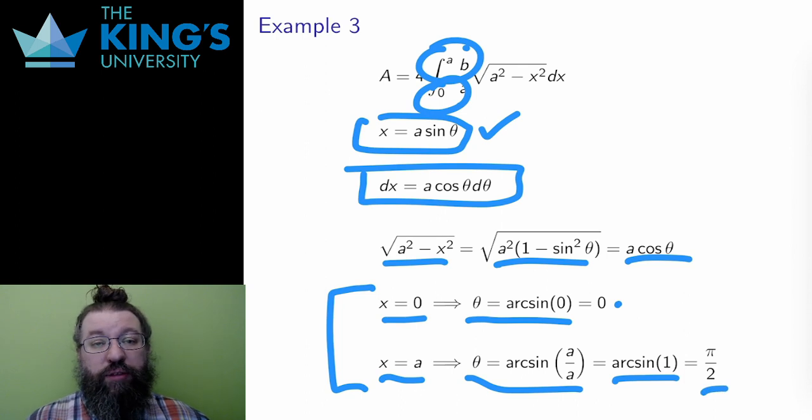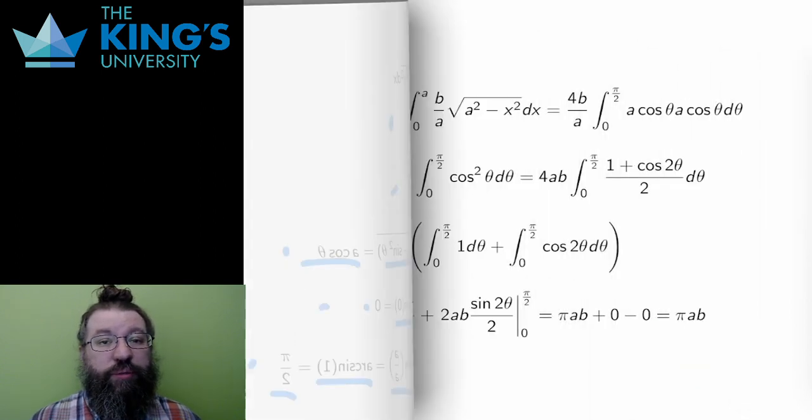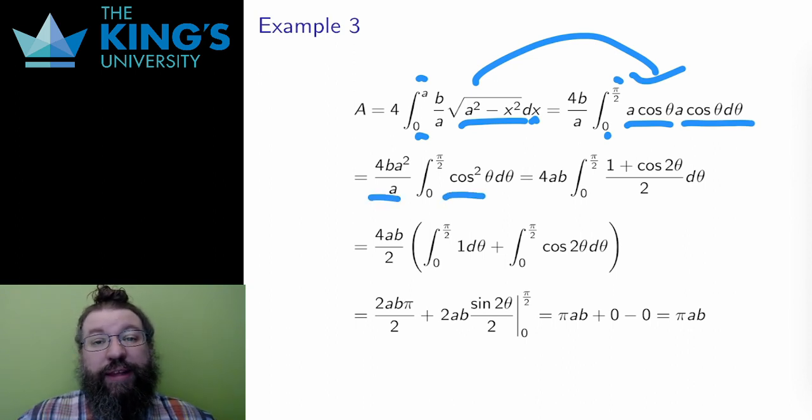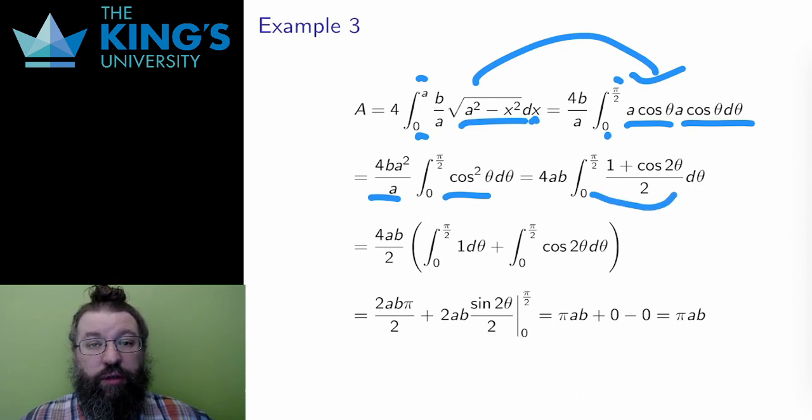And now I have all the pieces: the substitution, how the dx changes, the square root term, and the two bounds. Here is the replacement: 0 to pi over 2, the square root term to a cos theta, and the dx to a cos theta d theta. I pull out the constants and write the two cosines as cos squared, and then again I use the half angle identity to replace the cos squared with 1 plus cos 2 theta over 2.